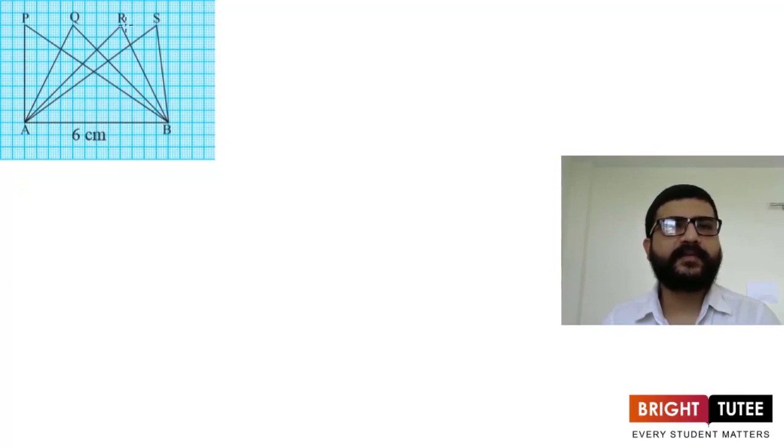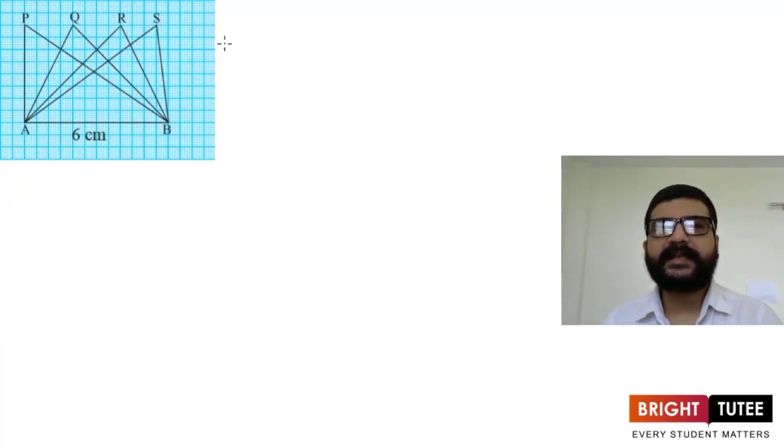Now what about the height of triangle RAB? Is it equal to both the triangles which we have seen till now? Yes, it is also equal. Same is the case for triangle SAB. So here we have seen that the base of all the triangles is the same, that is AB, which is 6 centimeters, and their height is also equal. So now what can we say about their areas?